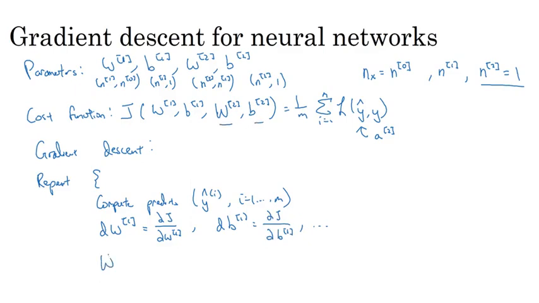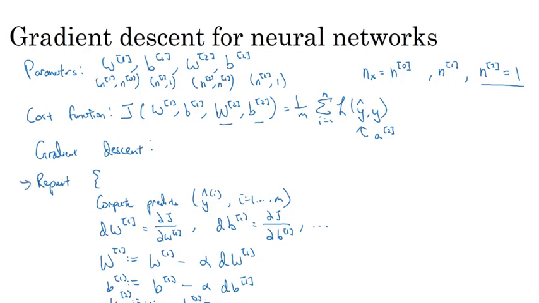And then finally, the gradient descent update would be to update W1 as W1 minus alpha, the learning rate, times dW1. b1 gets updated as b1 minus the learning rate times db1. And similarly for W2 and b2. Sometimes I use colon equals and sometimes equals, as either notation works fine. So this would be one iteration of gradient descent, and then you repeat this some number of times until your parameters look like they're converging.